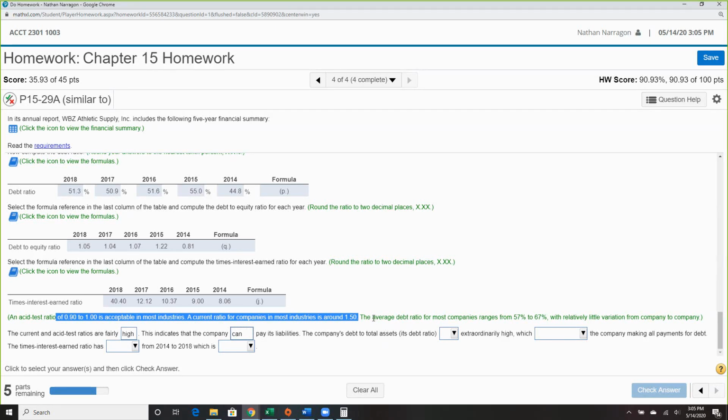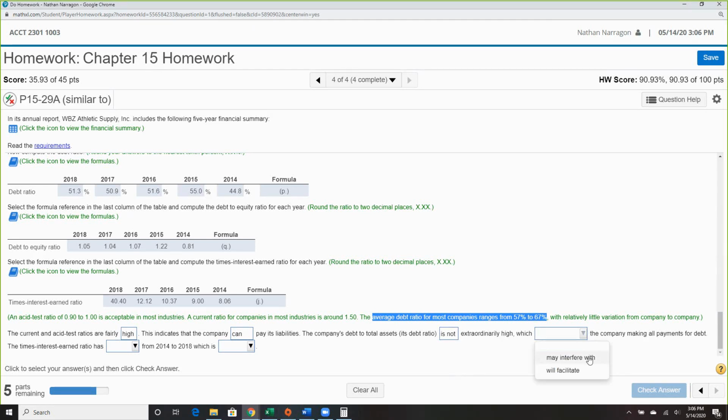Company debt, total assets. So total debt to total assets, that's a debt ratio. Usually we're looking at 57% to 67%, which this is lower. So it's not extraordinarily high. Again, it's not even falling into it. Which could interfere with the company making all payments for debt.